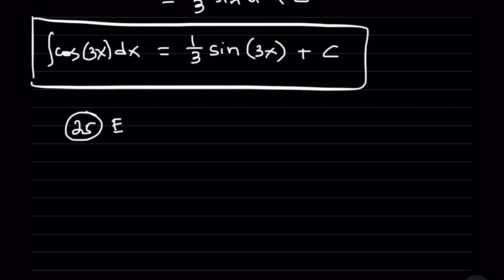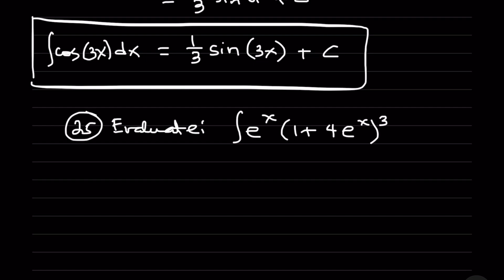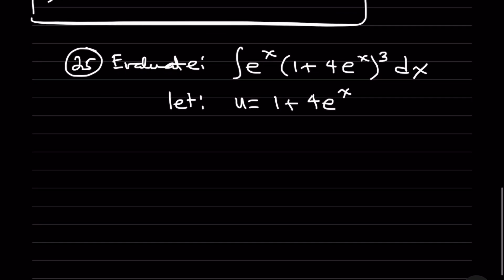Next, problem 25. Evaluate the following: the integral of e to the x times (1 plus 4 e to the x) raised to the third power dx. Again, we can solve this by substitution.